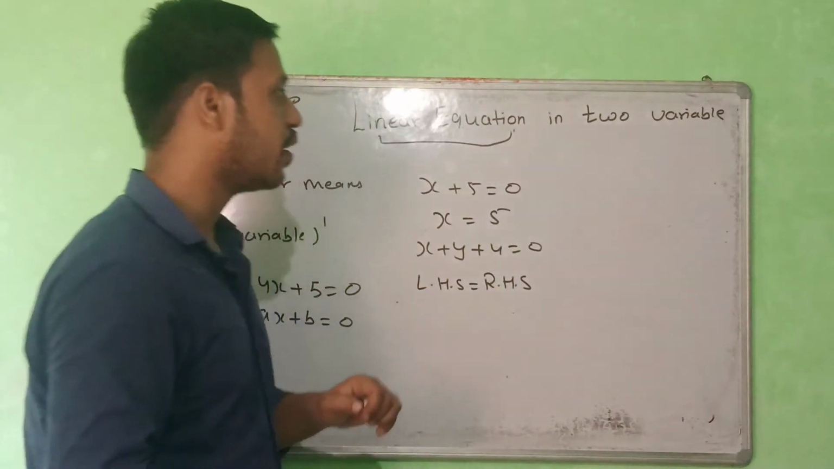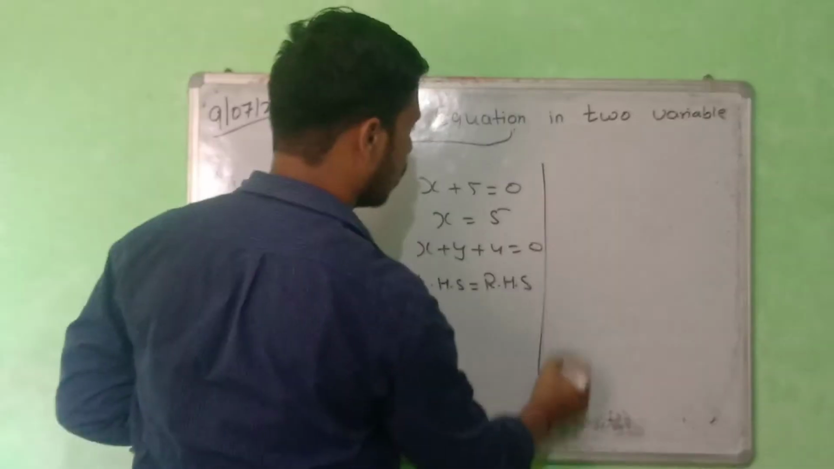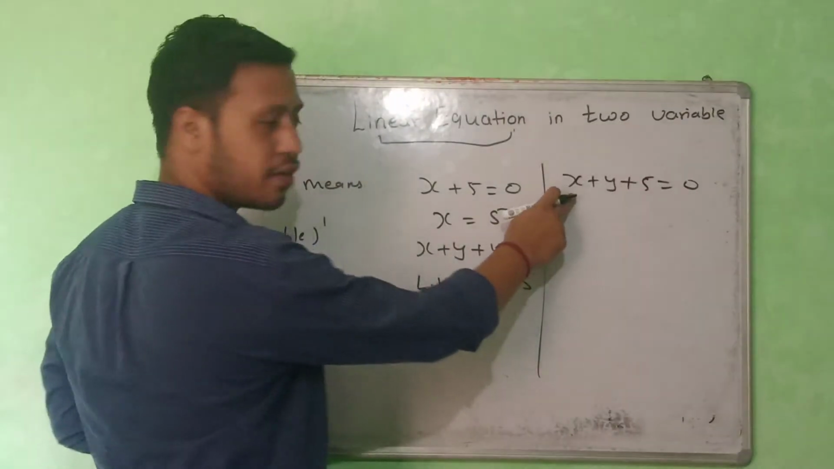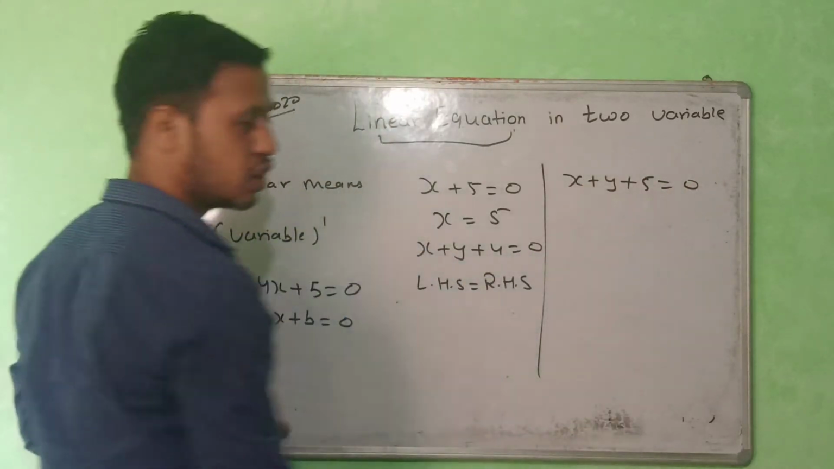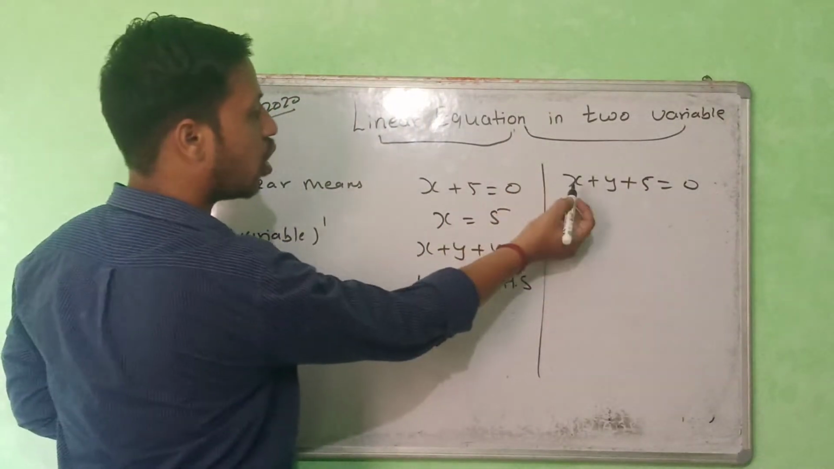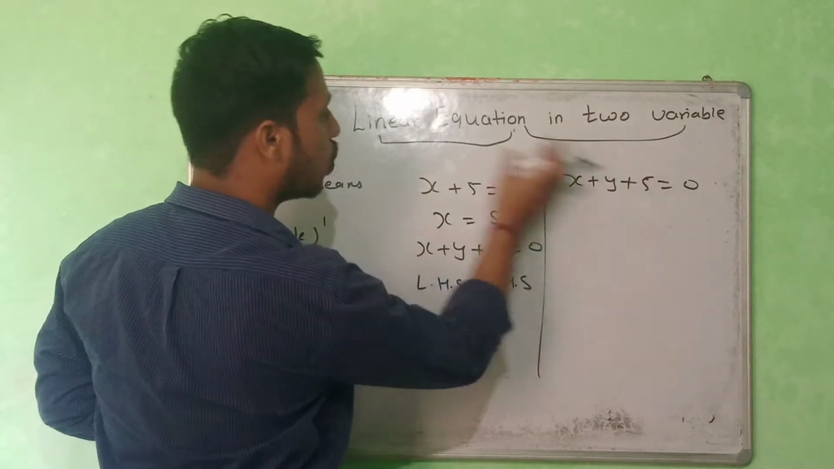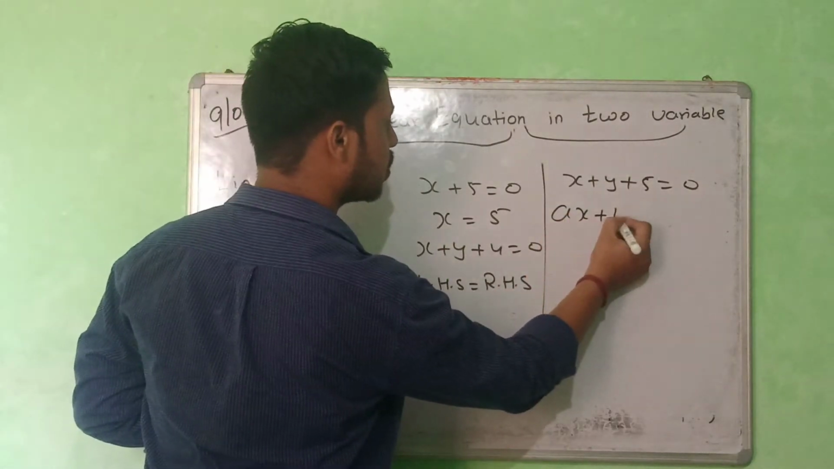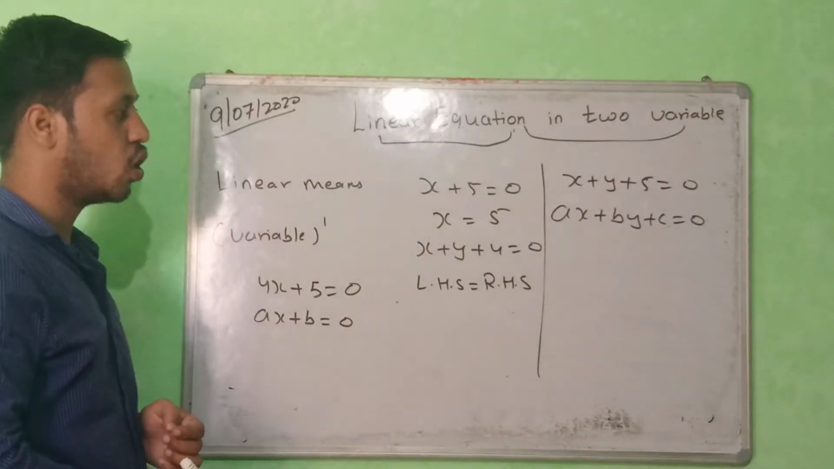Now, but we have to study linear equation in two variables. Here you can say that this is a linear equation in two variables because x is one variable, y is the second variable, and this is a constant term: 5 equals 0. It is a linear equation because the power is 1 with two variables, left hand side equals right hand side. Its basic equation is ax plus by plus c equals 0.